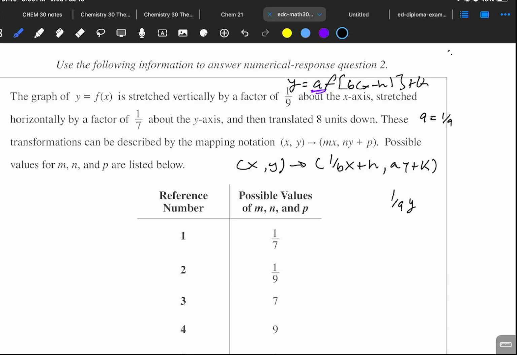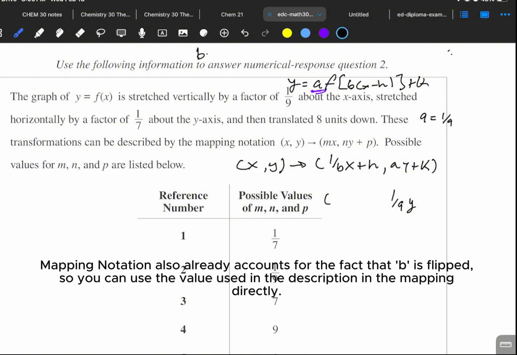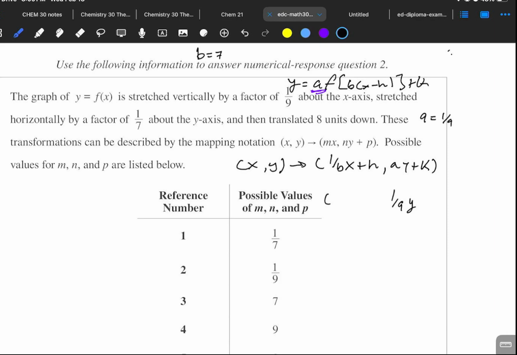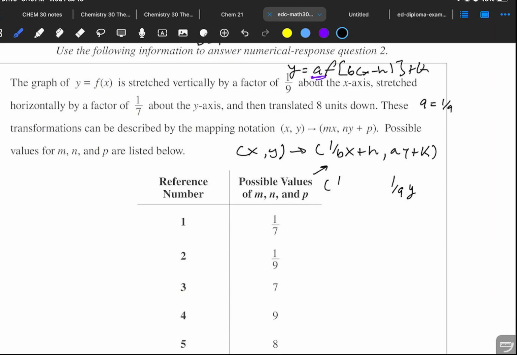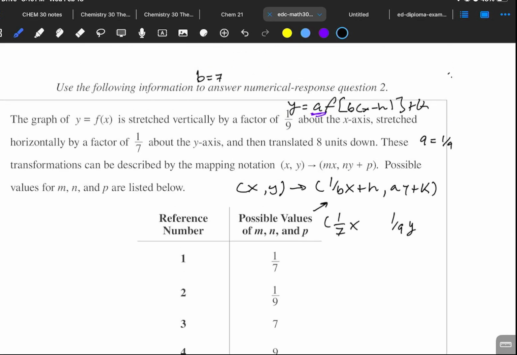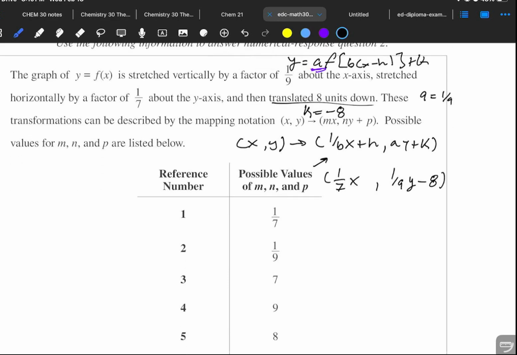And a horizontal stretch by a factor of 1 over 7. So remember when we're describing horizontal stretches, we describe it by a factor of 1 over b. So if we're horizontally stretching by a factor of 1 over b, b is equal to 7. And if b is equal to 7, all we can do is plug that into our equation. So we have 1 over 7x. Now we have to look for any vertical or horizontal translations. So we now have a translation of 8 units down. You should be able to realize that means k is negative 8. So we have y minus 8, and that's all the transformations that are being applied.